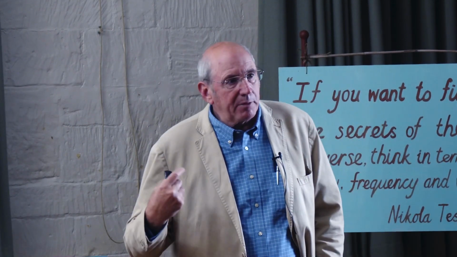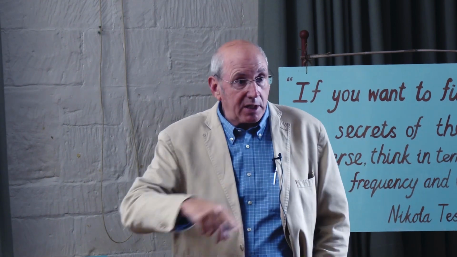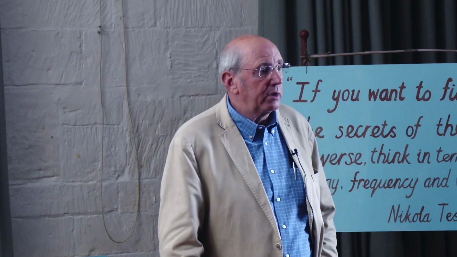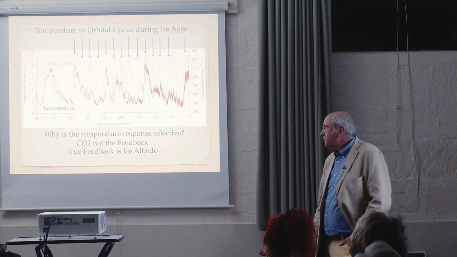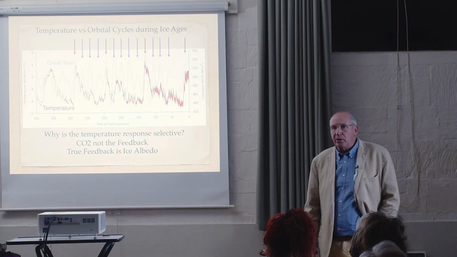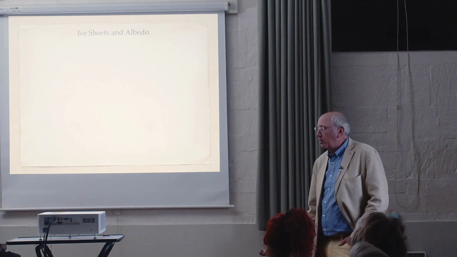CO2 can't be the feedback because it's not operating in that fashion. It's following temperature. It is not changing in a fashion that would make that happen. The true feedback controlling ice ages is ice albedo. Albedo is the reflectivity. So what's albedo? Let's have a look at albedo.